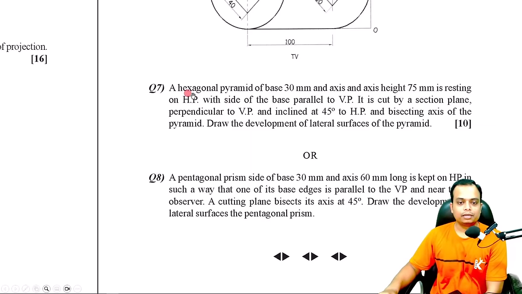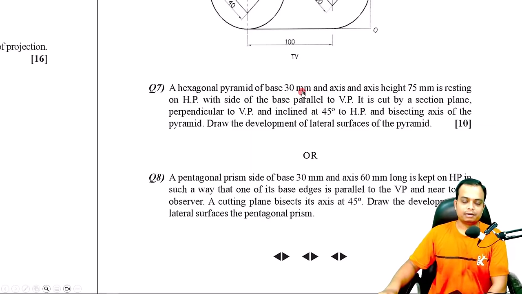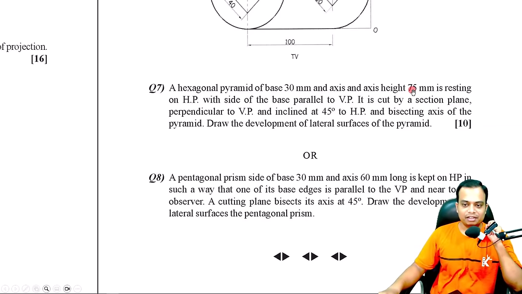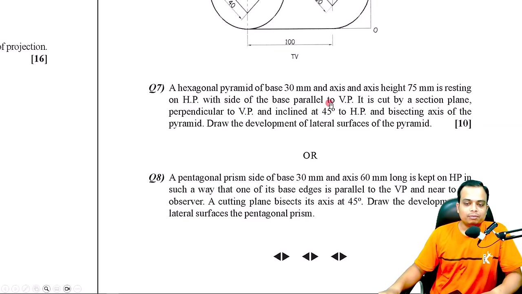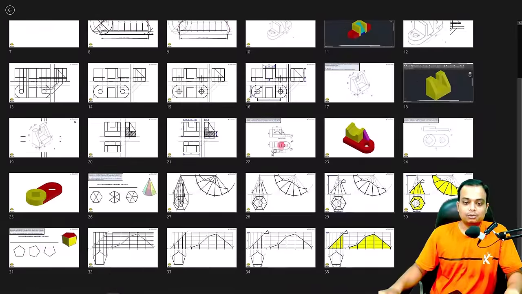So there happens to be a hexagonal pyramid of base 30 mm and axis 75 mm. 30, 75. Remember, resting on HP. It is resting on HP, with side of the base parallel to VP. It is cut by a section plane perpendicular to the VP and inclined at 45 degree to the HP, and also bisecting the axis of the pyramid. Draw the development of the lateral surface of the pyramid. Wonderful. Let me take you to the solution, and here we go.